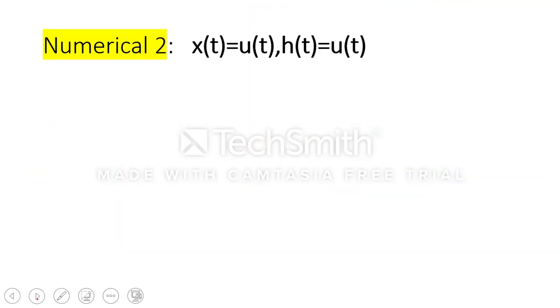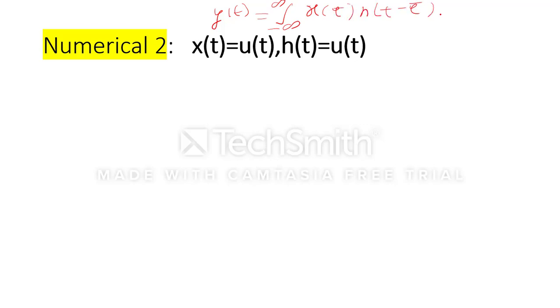Now the next numerical is x(t) is u(t) and h(t) is also u(t). Again we will write the formula for convolution. The formula is y(t) is equal to the integral from minus infinity to infinity of x(tau) h(t minus tau) d tau. So if we plot x(tau), u(t) is simply like this, a unit step signal, here tau.